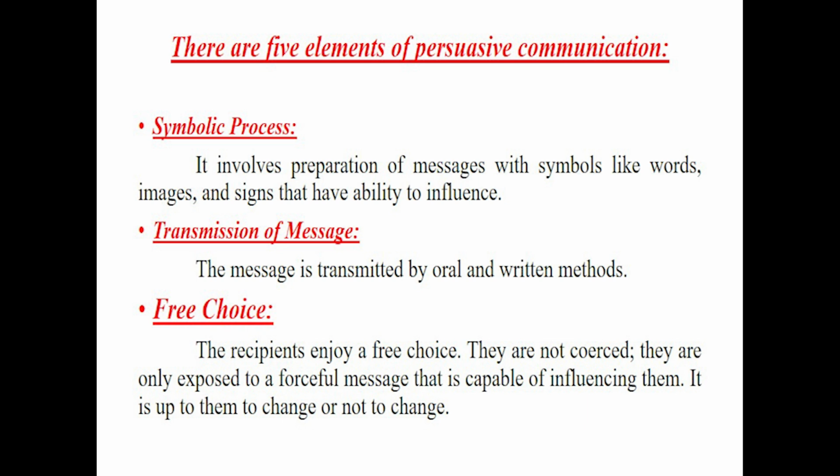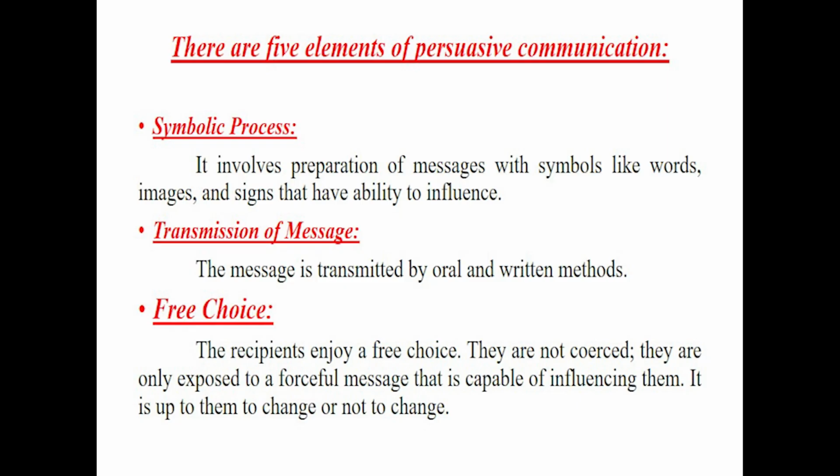Then there are 5 elements of persuasive communication. Let us look at them one by one. Number 1, symbolic process. Symbolic process involves preparation of messages with symbols. Symbols, in this context, are not drawings but words, images and signs that have ability to influence. For example, words can be any contextual, meaningful word which is able to influence.